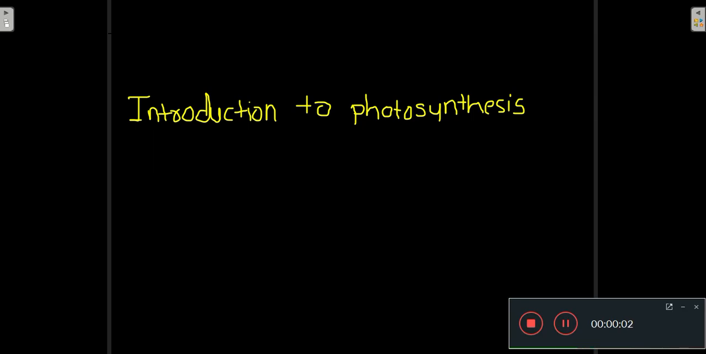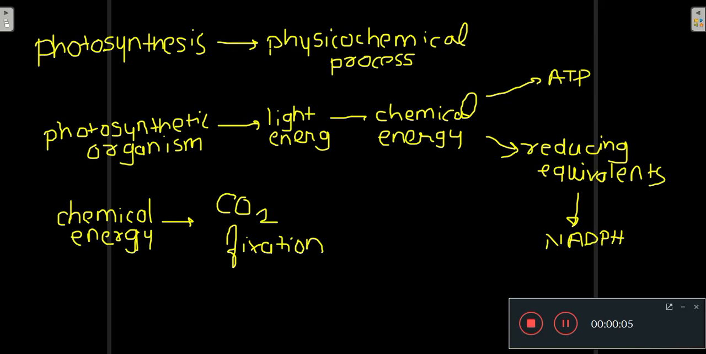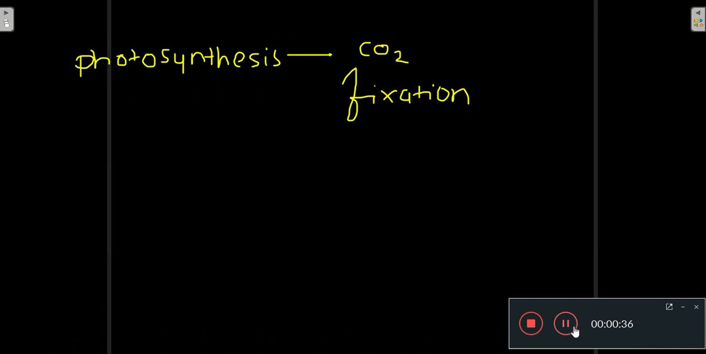Introduction to photosynthesis. So photosynthesis is a physicochemical process. In photosynthesis, light energy is converted into chemical energy in the form of ATP and reducing equivalents such as NADPH. And this chemical energy generated during photosynthesis is used for carbon dioxide fixation. So by doing photosynthesis, you are doing carbon dioxide fixation.